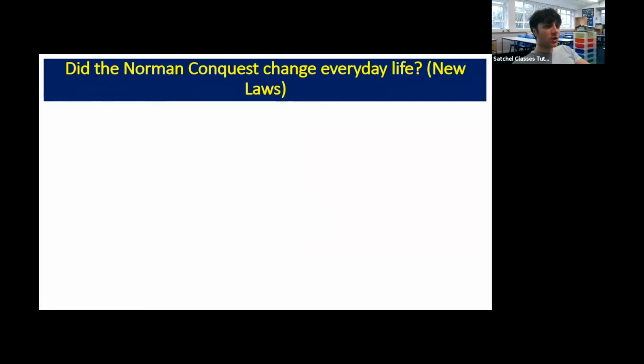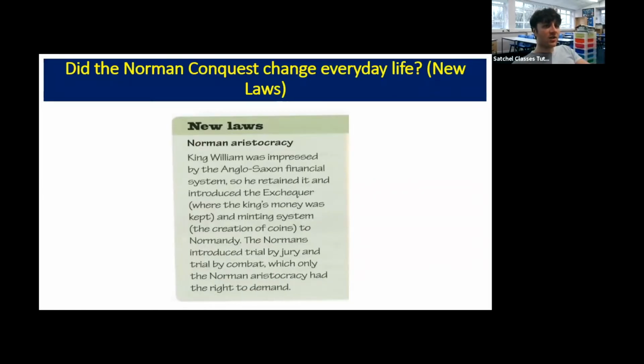Okay, so on to the new laws and their changes to everyday life. So this is the one for the aristocracy. Let's take a few moments to read it together. Okay, so first things first, William does not change the financial system. He's basically impressed with the way that England manages its money. So all he does is he adds an exchequer, which is where the king's money was kept, and a new minting system, which means the creation of new coins.